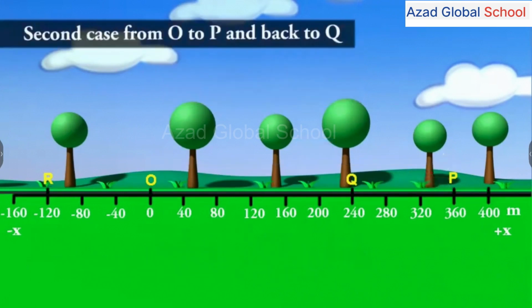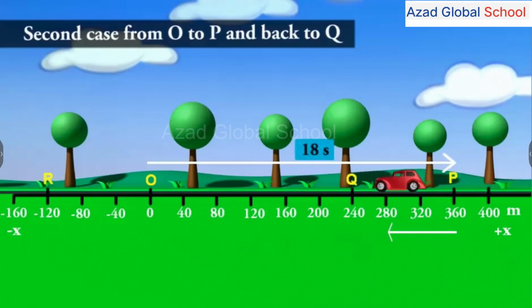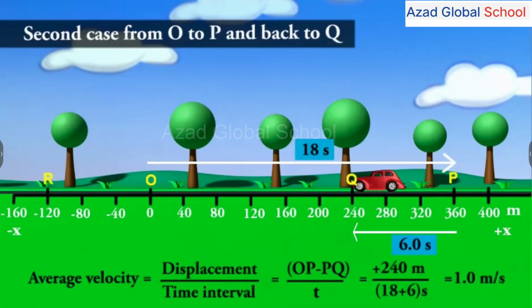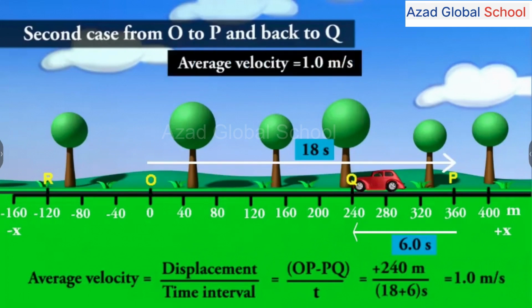Second case, from O to P and back to Q. In this case, average velocity is equal to displacement upon time interval, which is equal to (OP minus PQ) upon T, which is equal to plus 240 meters upon (18 plus 6)s, which is equal to 10 meter per second. Average velocity is equal to 10 meter per second.